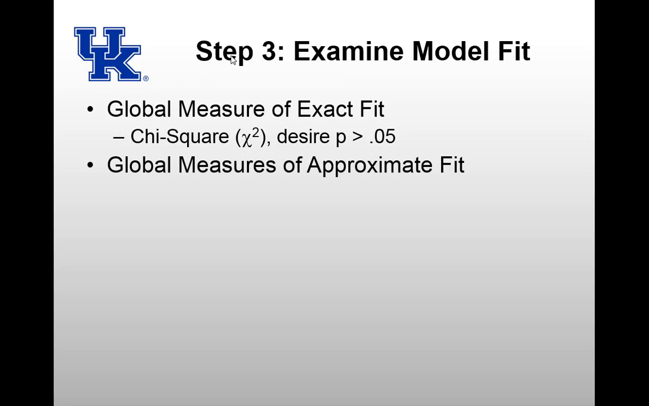All right, then we examine the model fit. We will start with exact fit. For the exact fit, we go take a look at the chi-square, and we want the chi-square to be insignificant. We want the p-value to be greater than 0.05. That means we have a good fit with our estimated model, and the real data have good fit, exact fit.